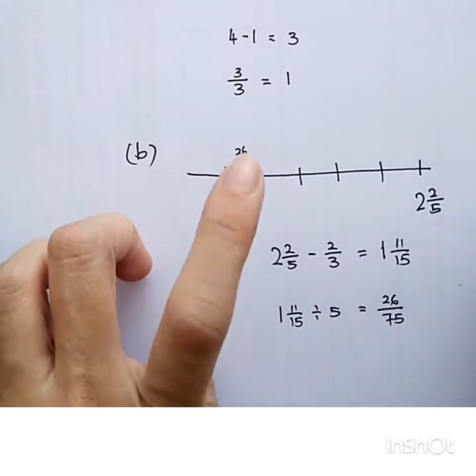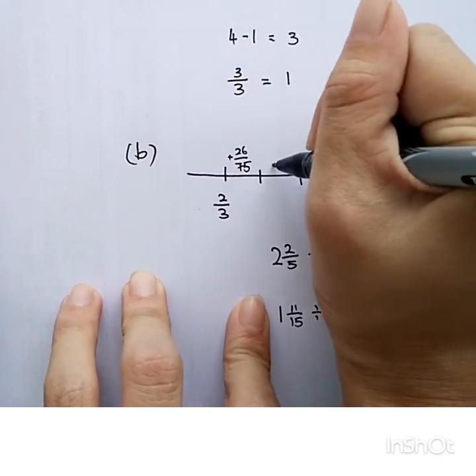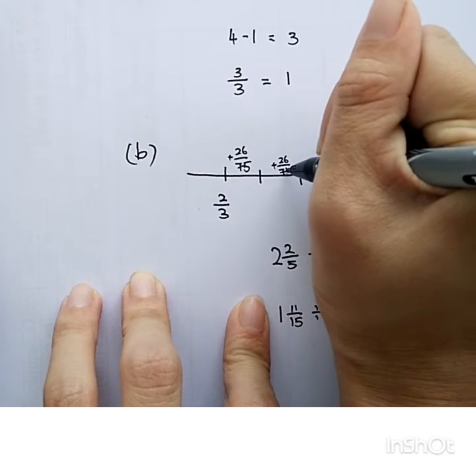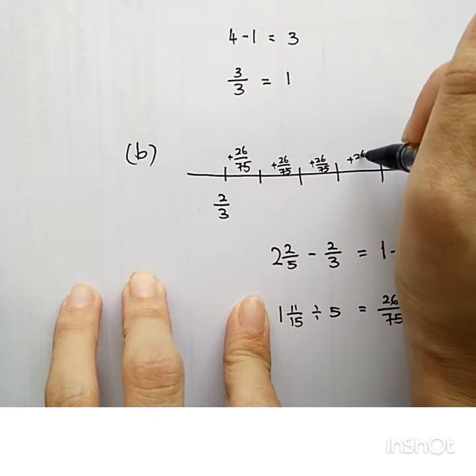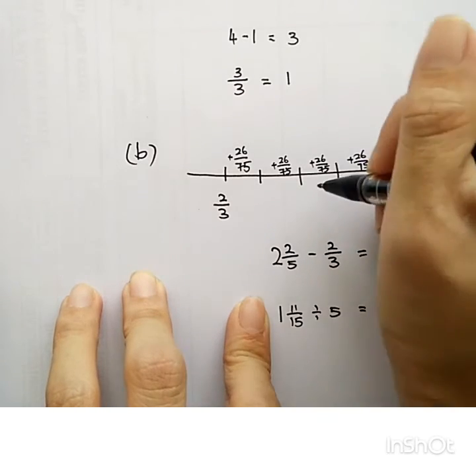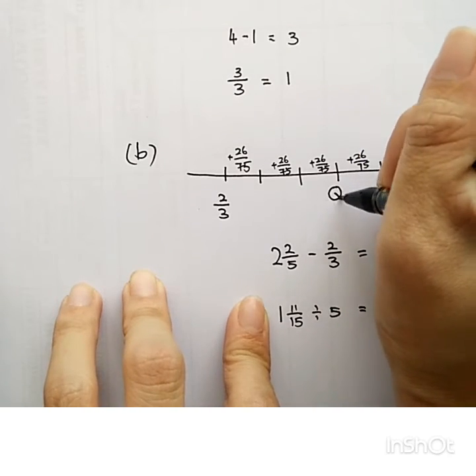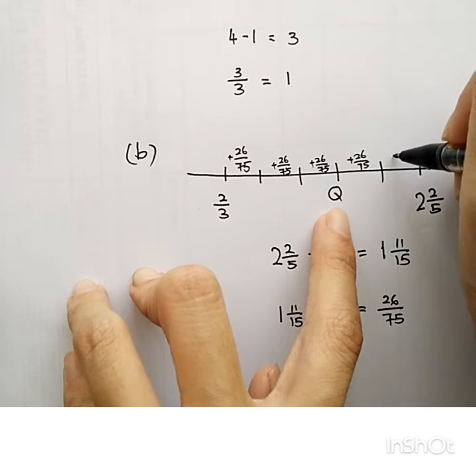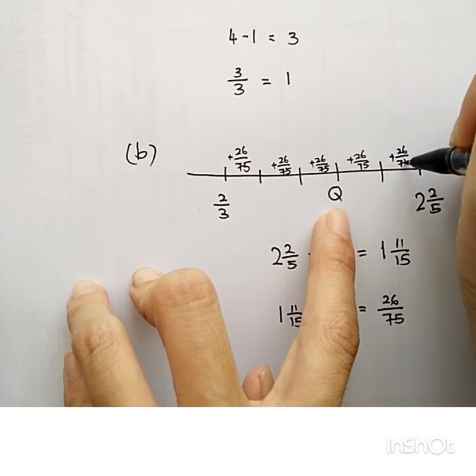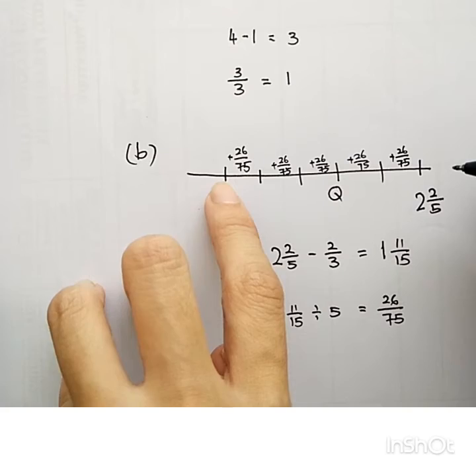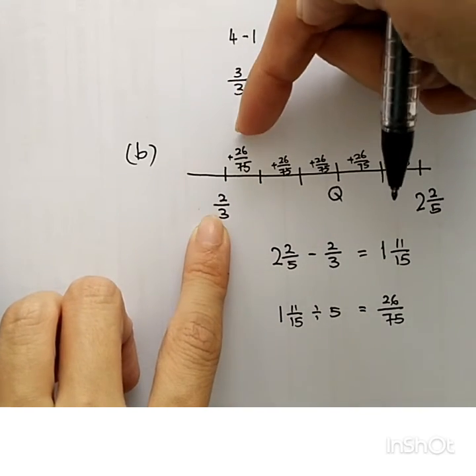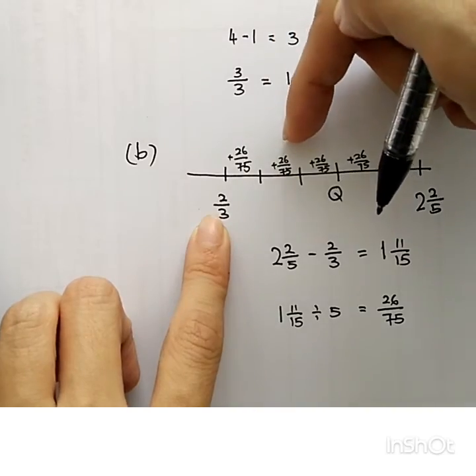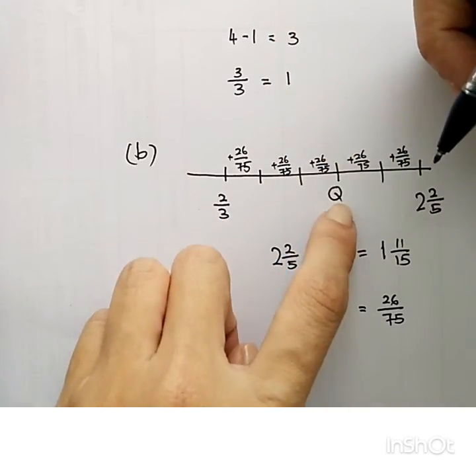Since it's going up, that means this will be positive. So all I have to do is plus 26 over 75, plus 26 over 75. Let's say this is my Q. If I want to find my Q, it will be very easy, as I already know the difference between the columns. I just need to use 2 over 3 plus 26 over 75, plus 26 over 75, plus 26 over 75, then I can get my Q.